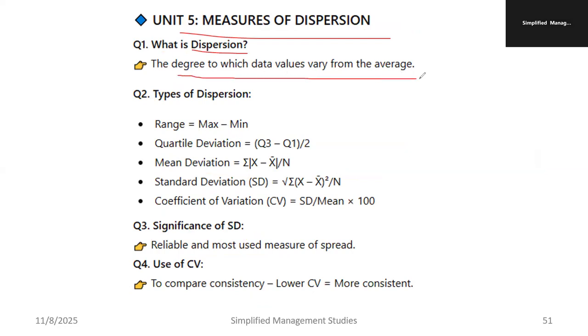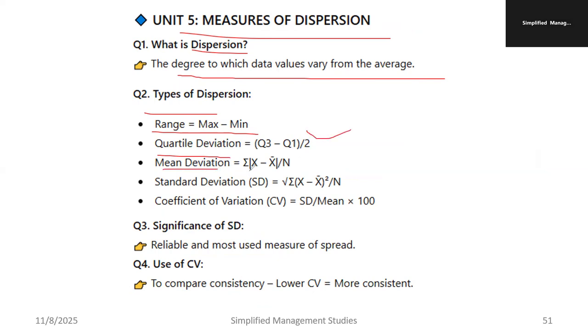The degree to which the data values vary from the average is called dispersion. Types of dispersion, one of the essay type questions. One is called the range, the difference between maximum and minimum. The other one is called quartile deviation, (Q3 minus Q1) by 2.